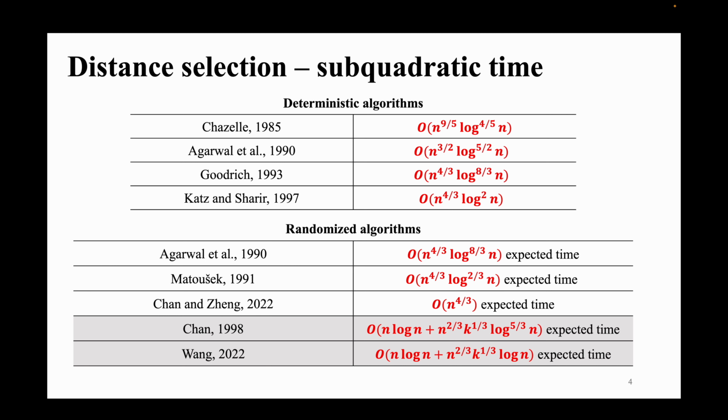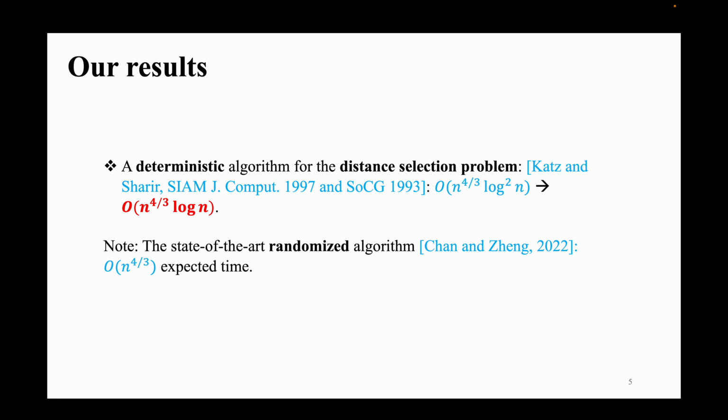There are also some other solutions whose time complexities are sensitive to input parameter k, like Chen and Wang solutions. Now we propose a new deterministic algorithm for the distance selection problem, which runs in n to the power of 4 over 3 times log n time. This reduces one logarithmic factor compared to Katz and Sharir's result in 1997. Although the state-of-the-art randomized algorithm runs in n to the power of 4 over 3 expected time, which is from 2022, our solution is the first progress on the deterministic track in the recent 25 years.